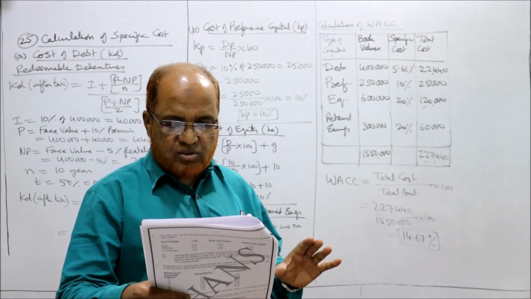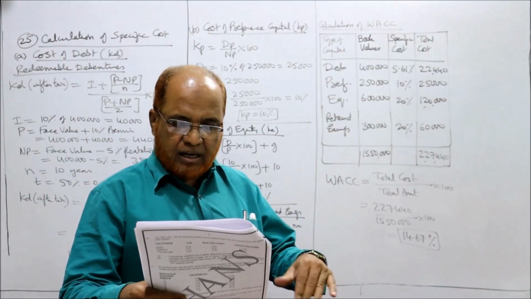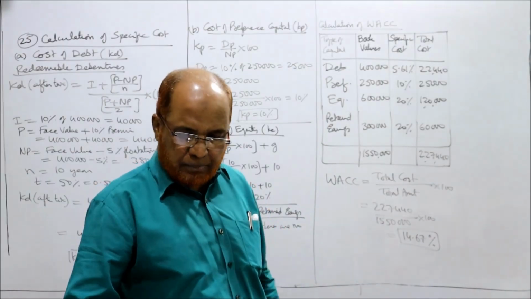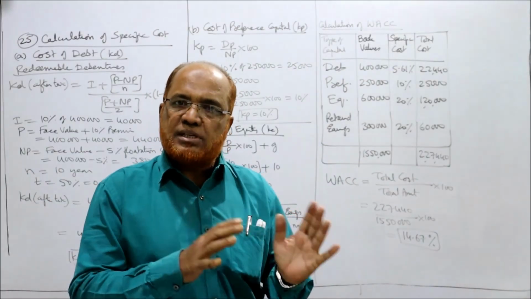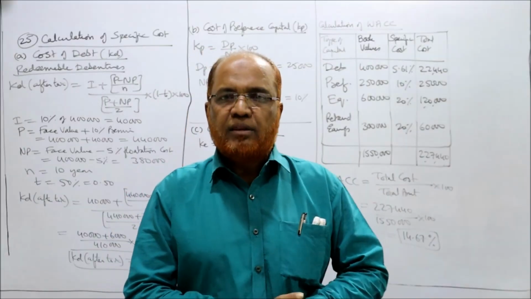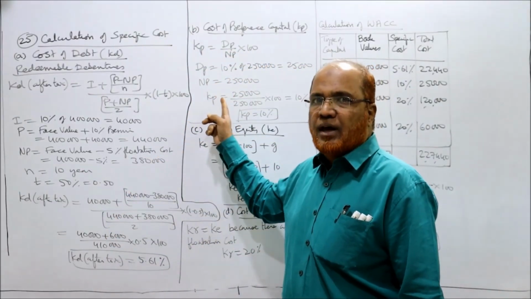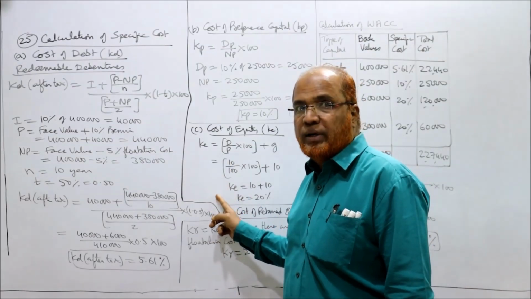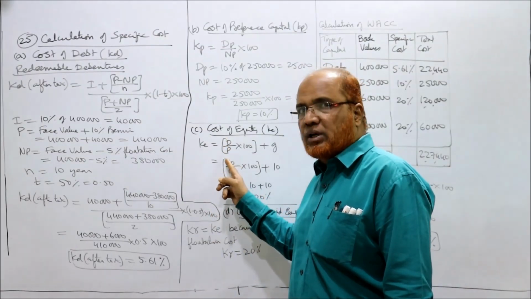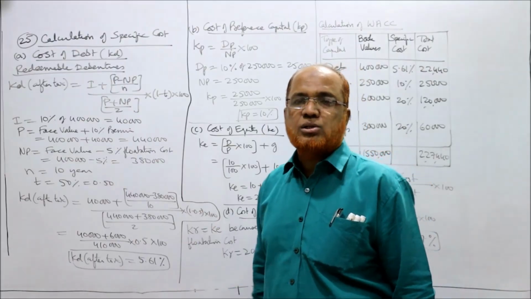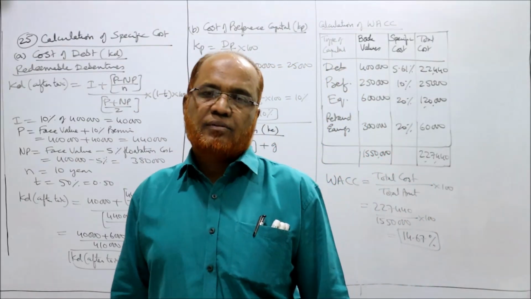Assume that the company is satisfied with its present capital structure and intends to maintain it. Calculate WACC. The whole problem is the same except two changes. The two changes are, first, there is flotation cost in preference, and there is flotation cost in equity. And because of the flotation cost in equity, KR also we have to calculate.